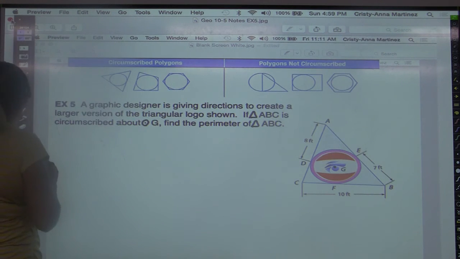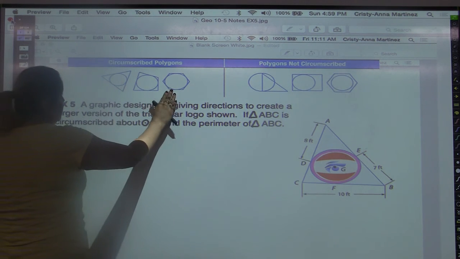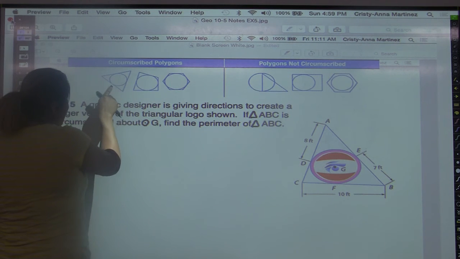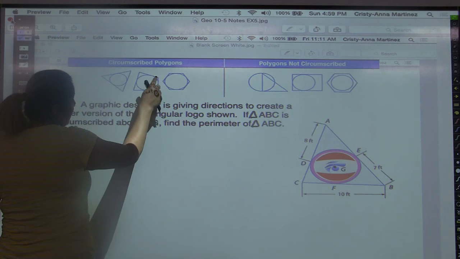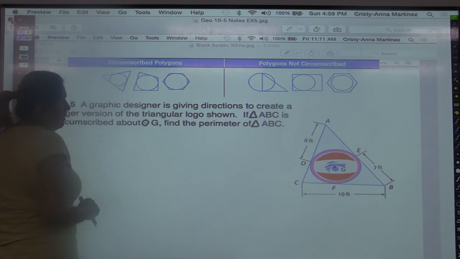Example 5. And to do example 5, we have to understand this idea of circumscribed polygons. A polygon is circumscribed about a circle if every side of the polygon is tangent to the circle. Here you have some examples of circumscribed polygons. Every side of this triangle, for example, is tangent to the circle. Here, every side of this quadrilateral is tangent to the circle at some point.